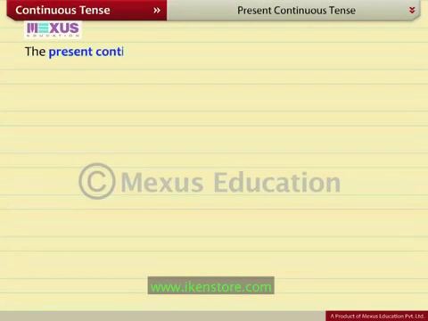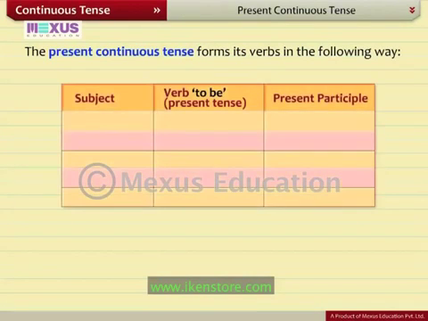The present continuous tense forms its verbs in the following way. Verb to be plus present participle. For example, I am reading. The verb in this sentence is formed using the auxiliary verb am and the present participle reading.